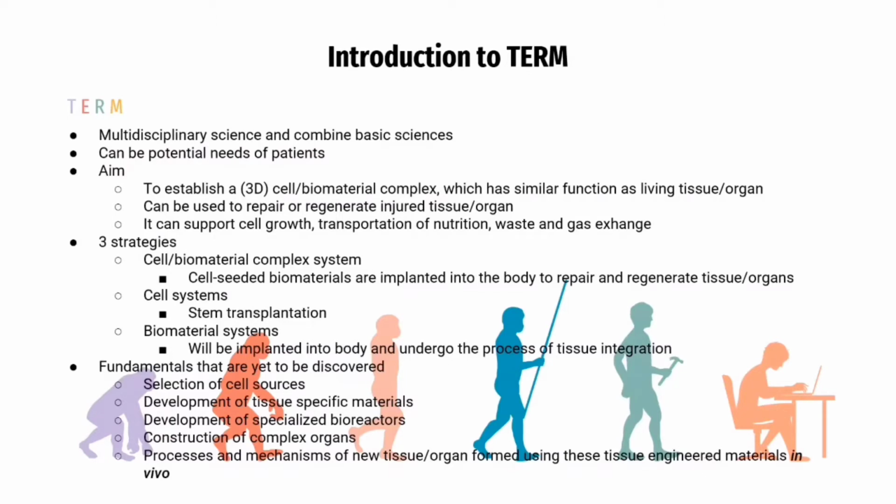First, cell and biomaterial complex systems, in which cell-based biomaterials are implanted into the body to repair and regenerate tissue or organs. Second, cell systems, such as stem cell transplantation. Third, biomaterial systems, which will be implanted into the body and undergo the process of tissue integration.